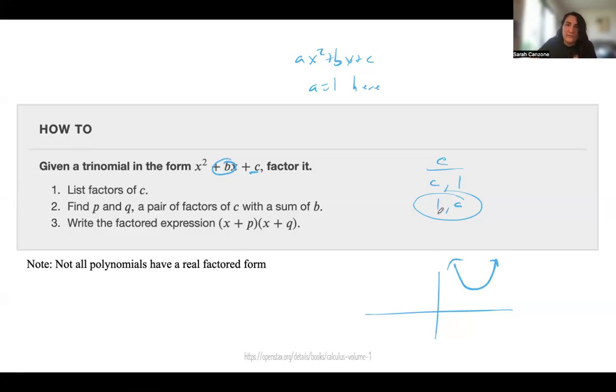The factors come from the roots or the x-intercepts of the polynomial, and this one clearly doesn't. So this would have imaginary roots. If you were to use the quadratic formula, you'd get a negative under your square root. So we're not really going to deal with that.